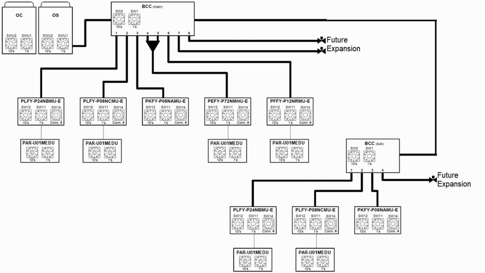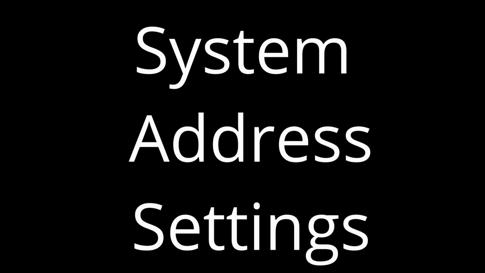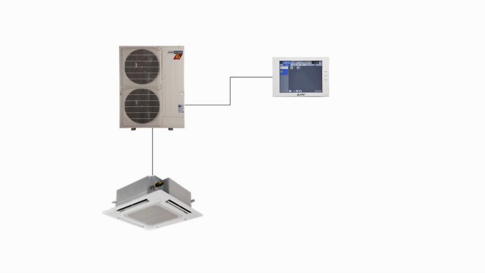Addressing the system correctly will minimize the possibility of having duplicate addresses in a system. Let's start off with a small S-series system. The first component that we address is always the indoor unit. Address ranges for the indoor unit 1 through 50. So we'll start with address 1.